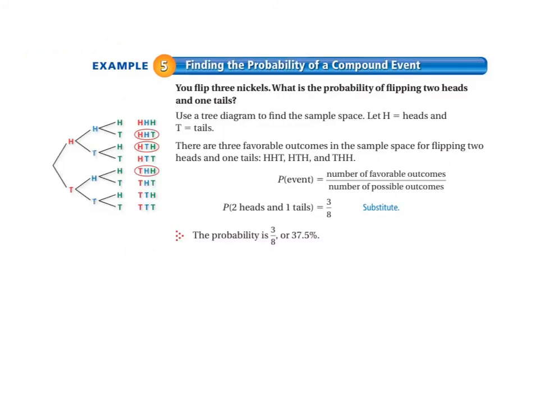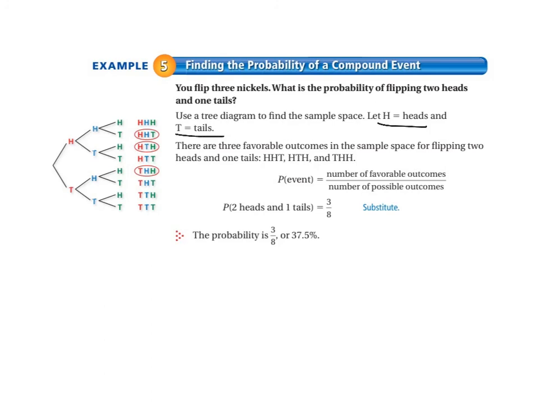So let's practice again, finding the probability of a compound event. You flip 3 nickels. What is the probability of flipping 2 heads and 1 tails? So we have to remember that when we flip a coin, what we have flipped in the past does not ever affect what we flip in the future. So these are isolated incidents. They are independent events is what we call that. So we're going to use a tree diagram to find the sample space. So let H equal heads and T equal tails.